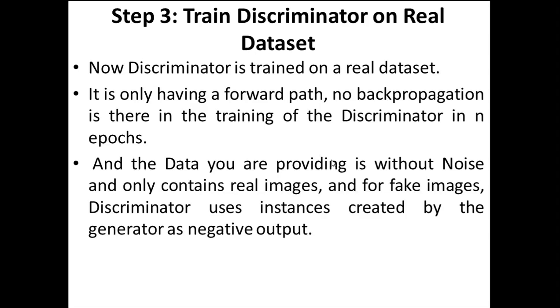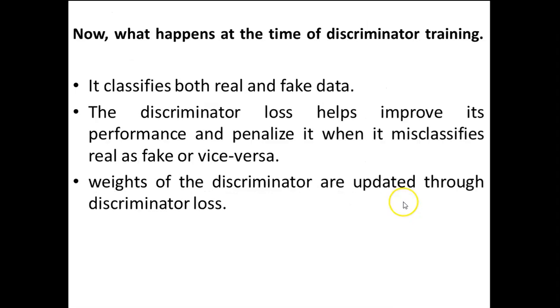Step 3. Train the discriminator on the real data set. Now the discriminator is trained on the real data set. It only has a forward path. No backpropagation is there in the training of the discriminator in n epochs. And the data you are providing is without noise and only contains real images. And for fake images, the discriminator uses instances created by the generator as a negative output.